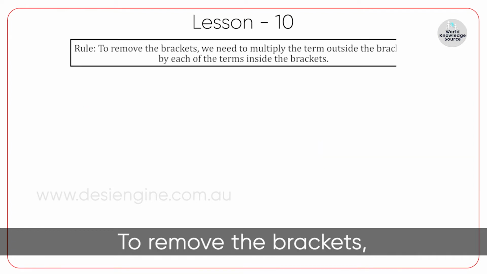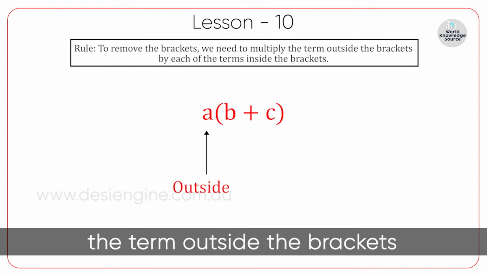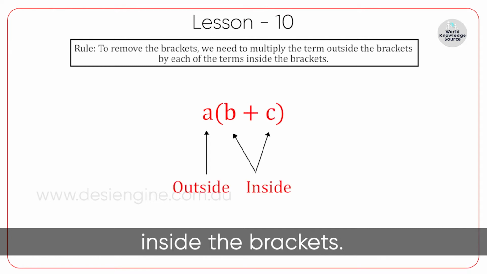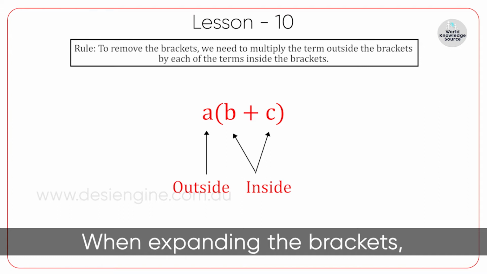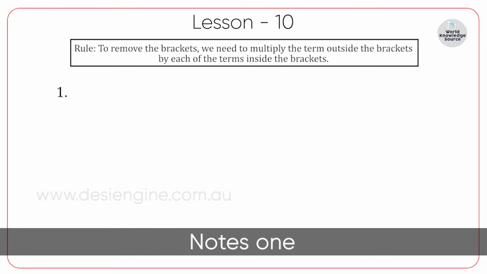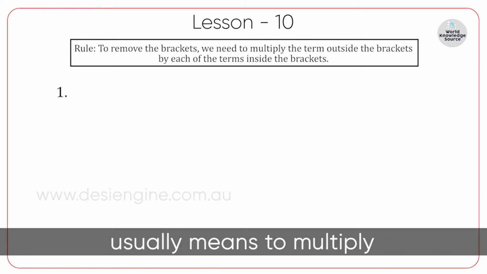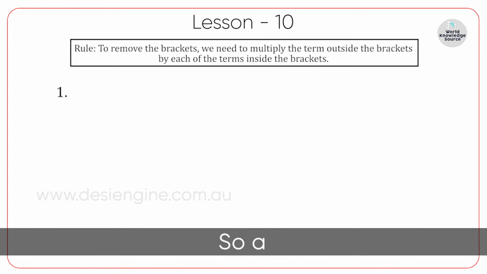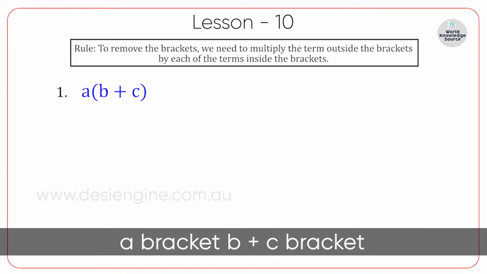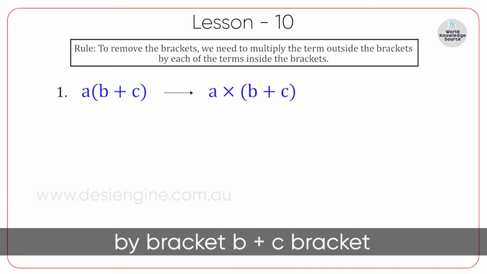Rule: to remove the brackets, we need to multiply the term outside the brackets by each of the terms inside the brackets. When expanding the brackets, we need to follow the right way. Notes: 1. In algebra, putting two things next to each other usually means to multiply. So a(b + c) means to multiply a by (b + c).